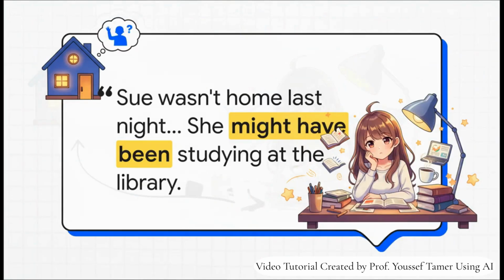For instance, imagine you went over to Sue's house last night, but she wasn't there. You don't know for a fact where she was, but you could make a pretty good guess. Based on what you know about Sue, you could say she might have been studying. You're guessing about an activity that was in progress at a specific point in the past.